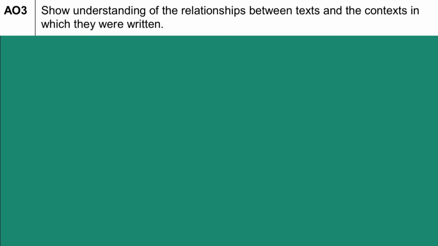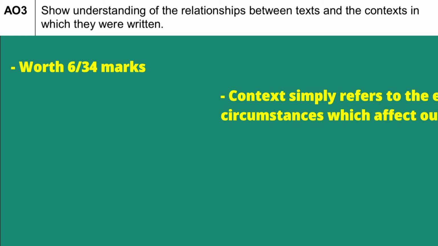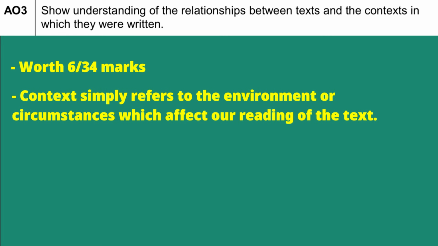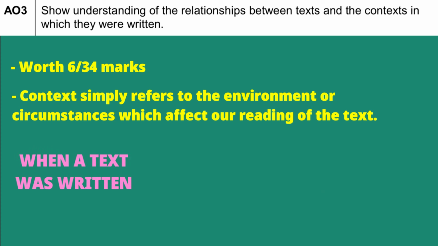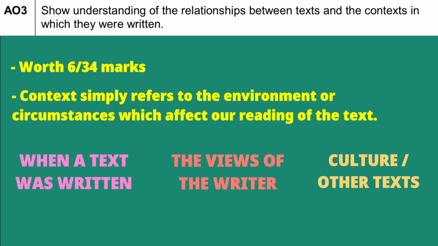The next main mark criteria is AO3, which is worth 6 marks out of 34. AO3 requires students to show understanding of the relationships between texts and the contexts in which they were written. Context simply refers to the environment or circumstances which affect our reading of the text. This can be details like the influence of the time it was written in, the views and attitudes of the writer, which link to the text, or things like culture or other texts which influenced it. For AO3, it is vital that the context links to the question. You will not be awarded marks if you simply show historical knowledge which is not relevant to the question at hand.